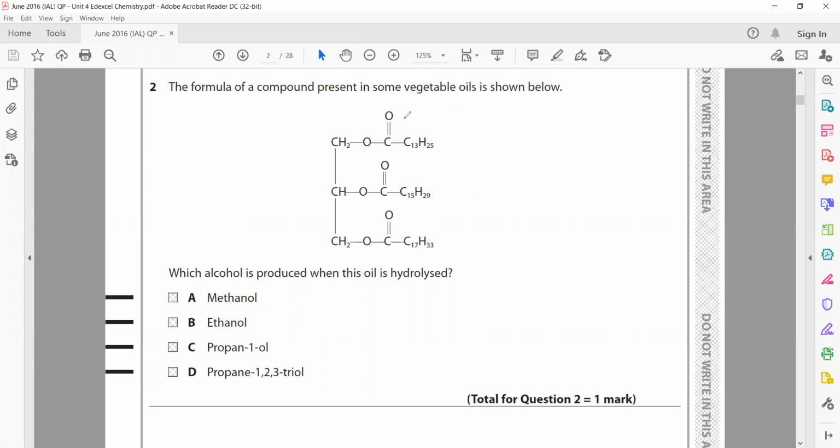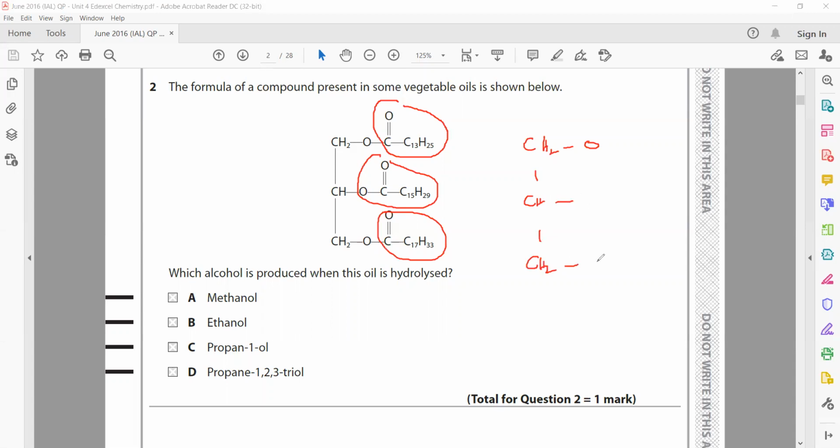So during hydrolysis, what will happen? It might lose the C double bonded with O, or it might lose all of it. So one side will be replaced by H, another one will be replaced by OH. What are we left with? We are left with CH2O. Here we are left with CH and CH2O. So H and OH will be attached. What we get is 1, 2, 3 alcohol groups and 3 carbons, so propane-1,2,3-triol. D is the right answer.